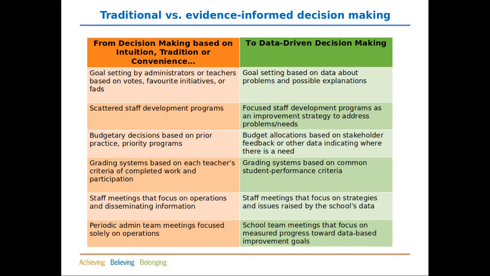So we're going to see things like goal setting based on data about problems and possible explanations instead of based on fads or favorite initiatives or things like that. Staff development programs that are focused and have improvement strategies to address problems or needs. In the past, maybe budgetary decisions could have been based on prior practice or priority programs, but now maybe think about allocating budgets based on stakeholder feedback or other data indicating where there's a need.